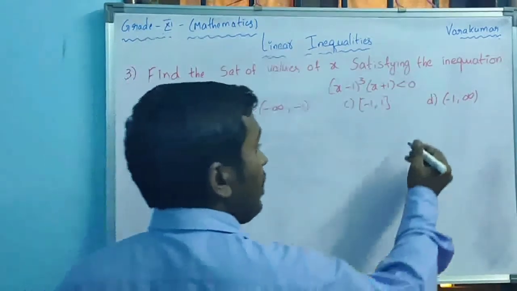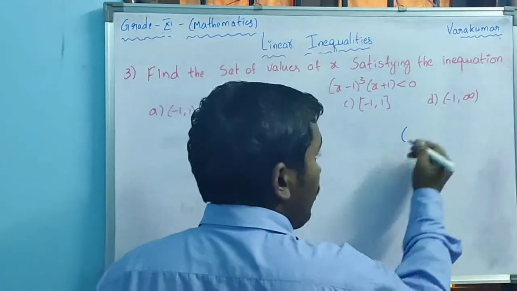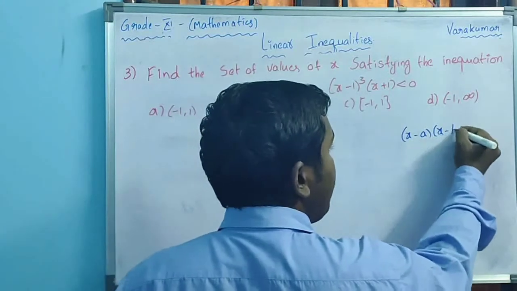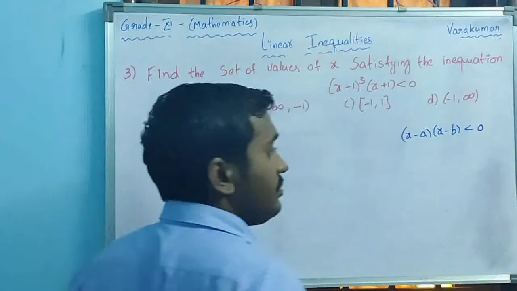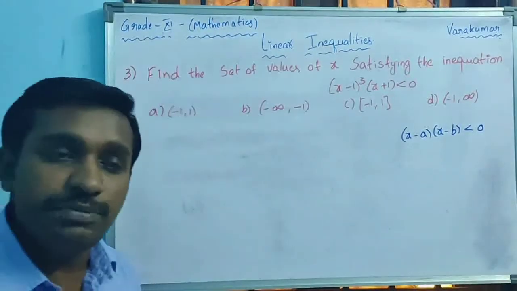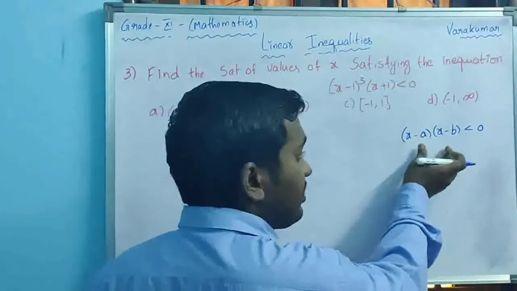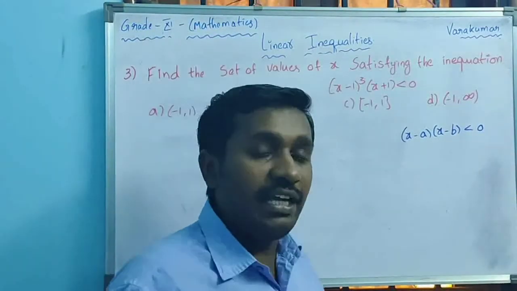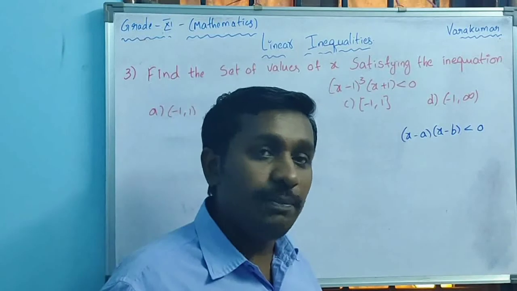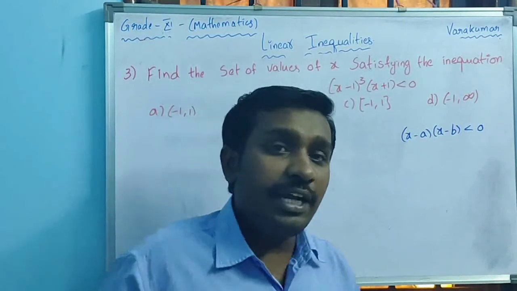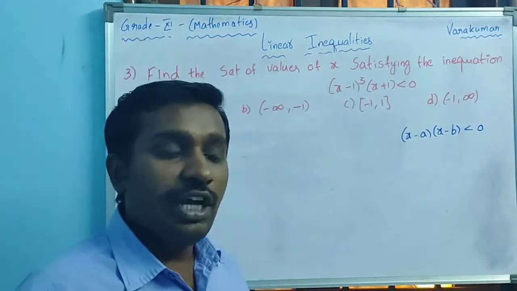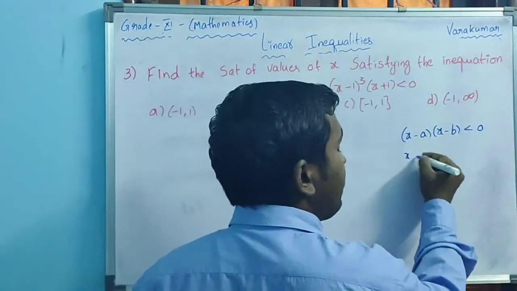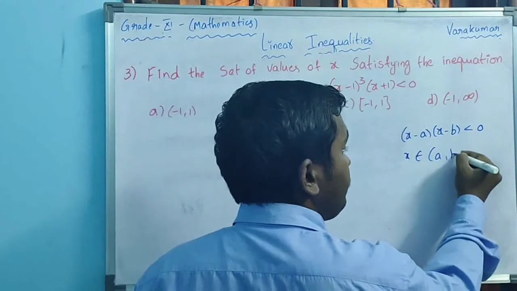Remember, if the quadratic inequality is (x minus a)(x minus b) less than 0, then when x minus a is equal to 0 we get a, and when x minus b is equal to 0 we get b. So a and b are critical points. Since the expression is less than 0, x lies between a comma b.